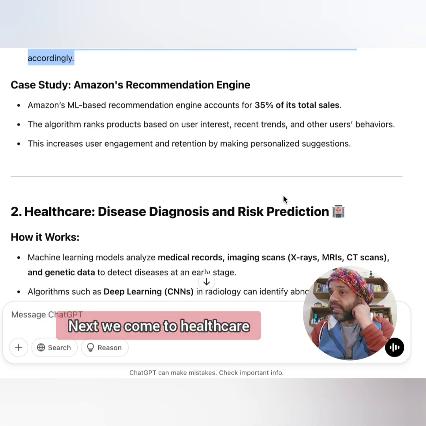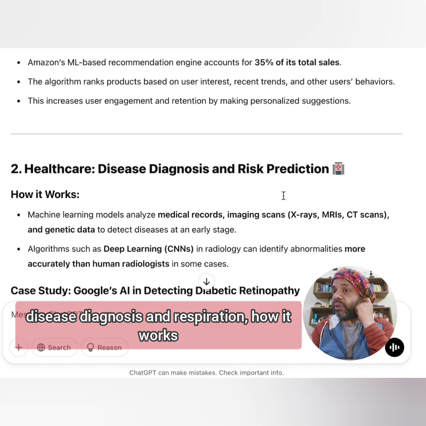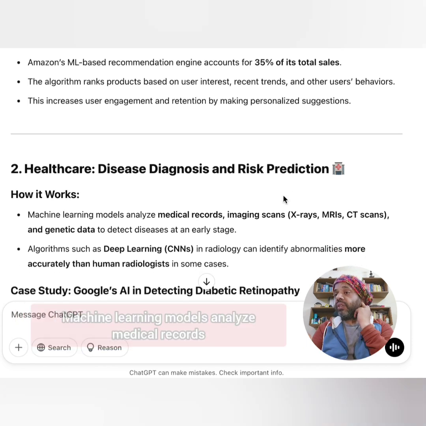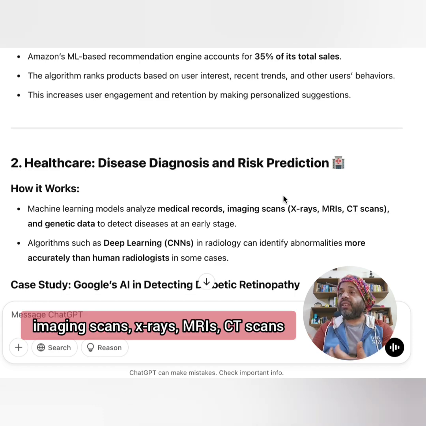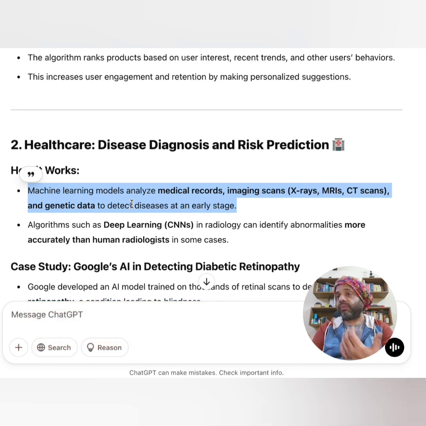Next, we come to healthcare, disease diagnosis and risk prediction, how it works. Machine learning models analyze medical records, imaging scans, X-rays, MRIs, CT scans, and genetic data to detect diseases at an early stage.